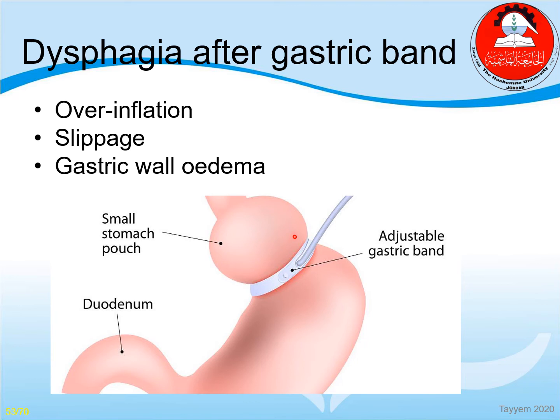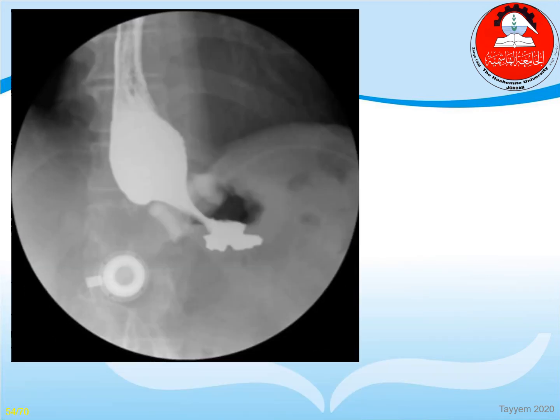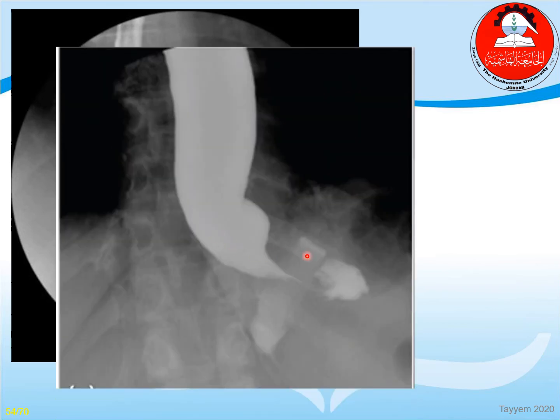This slide shows a gastric band, and if the gastric band is overinflated, or there is a slippage, or there is a bit of edema, the patient might have dysphagia and inability to swallow. This is a contrast study of a patient with an overinflated band, and you can see here that the esophagus is overinflated and dilated, and there is just a trickle of dye passing through the band. And this is another contrast study showing the same with an overinflated band.